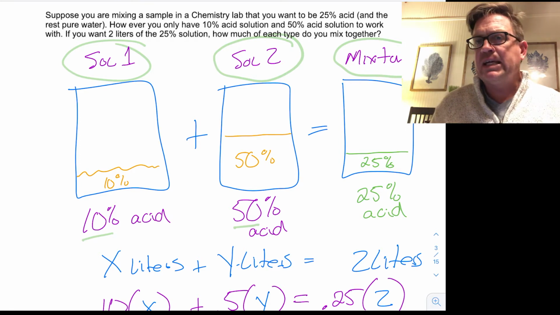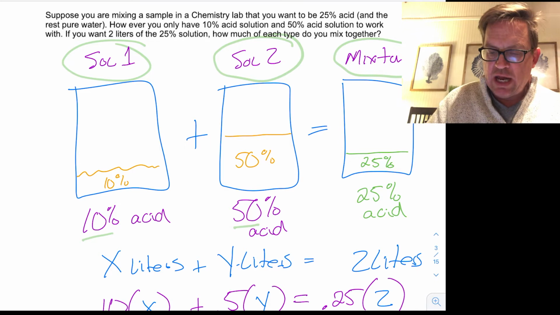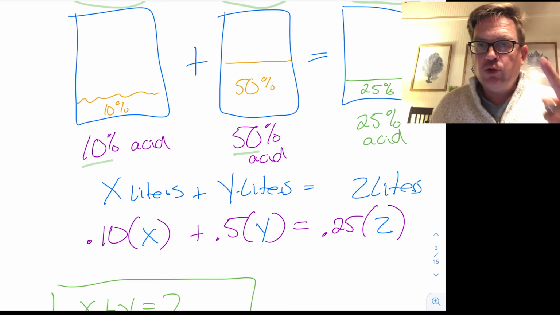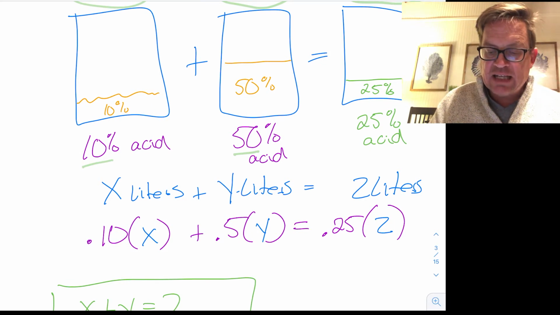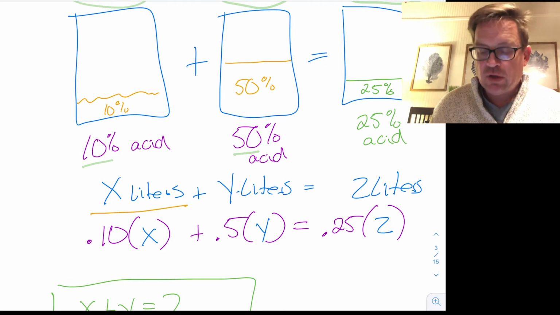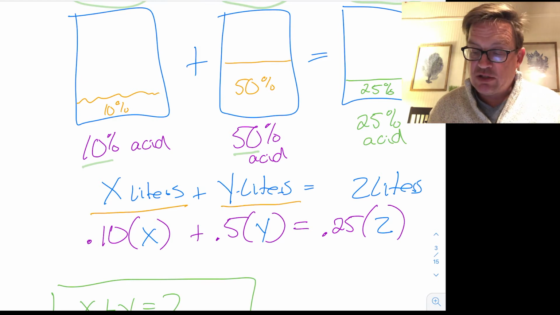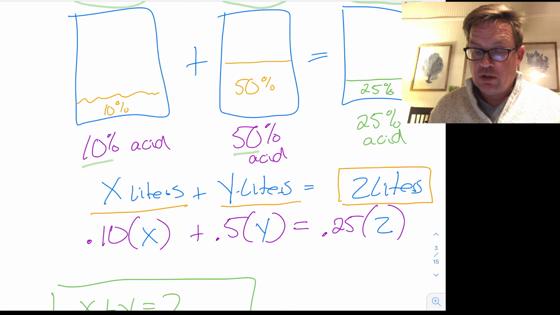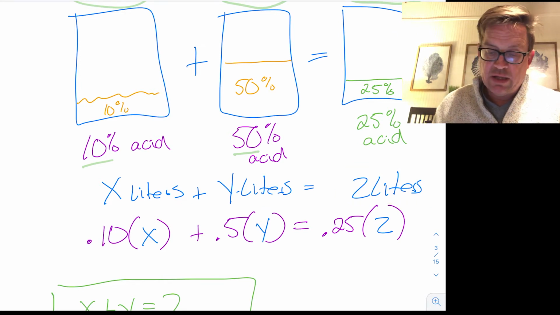But how do you calculate exactly how much of each you'd have? You set up a system of equations. In this case, we're going to have two variables. One is x liters of the first amount, and we're going to have y liters of the second solution, and they tell us we want 2 liters when we're all done. Okay, so that's one equation. That's the volume.